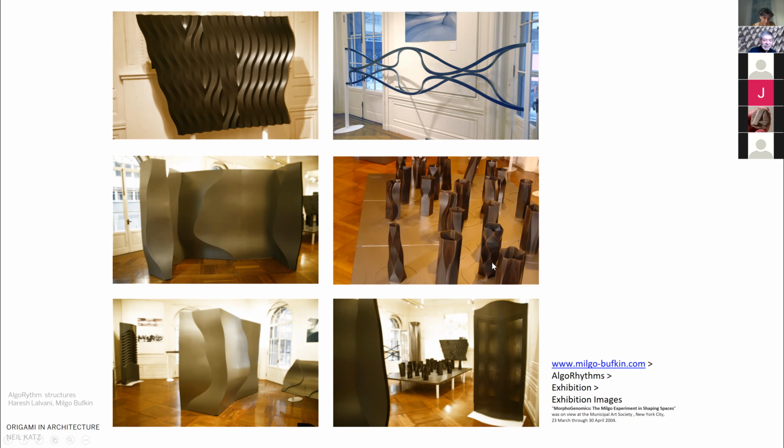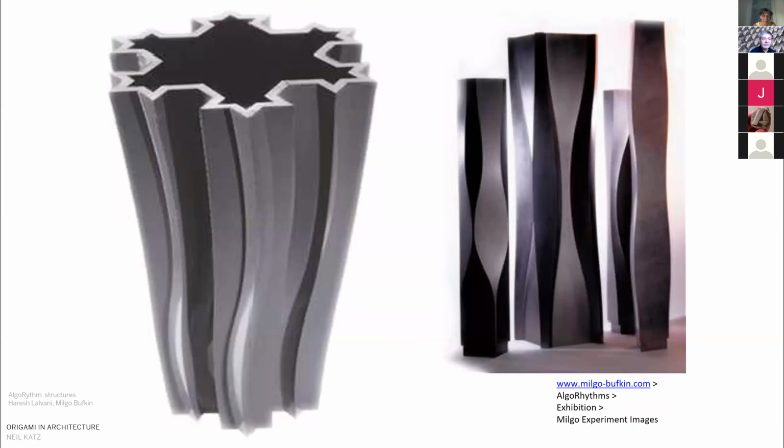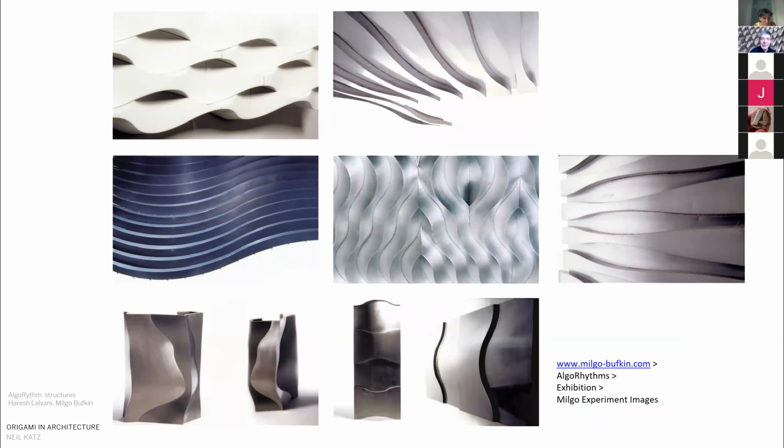In addition to these very regular forms, we also explored some more irregular forms. So these wall panels, for example, use the same system, but in a more flexible or free way. And these are all images from the exhibit. So here you can see some of the panel structures that we created, wall panels and ceiling panels.